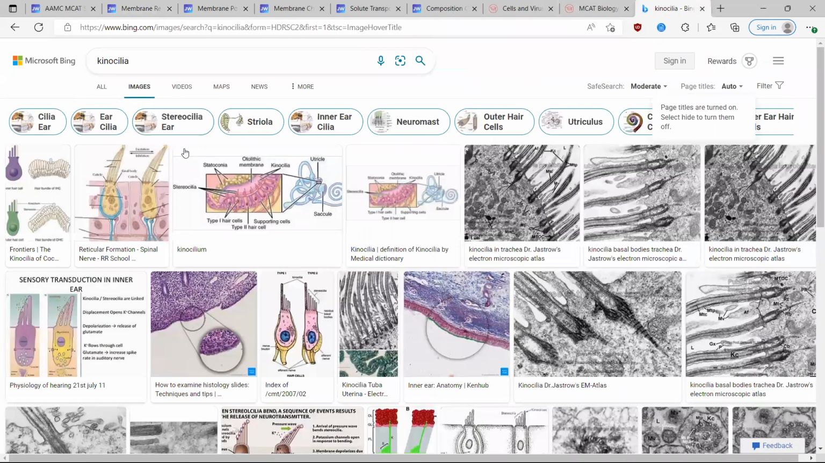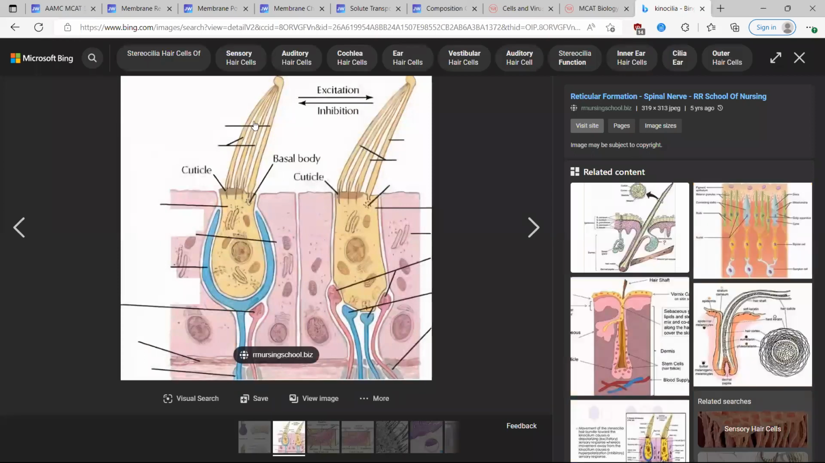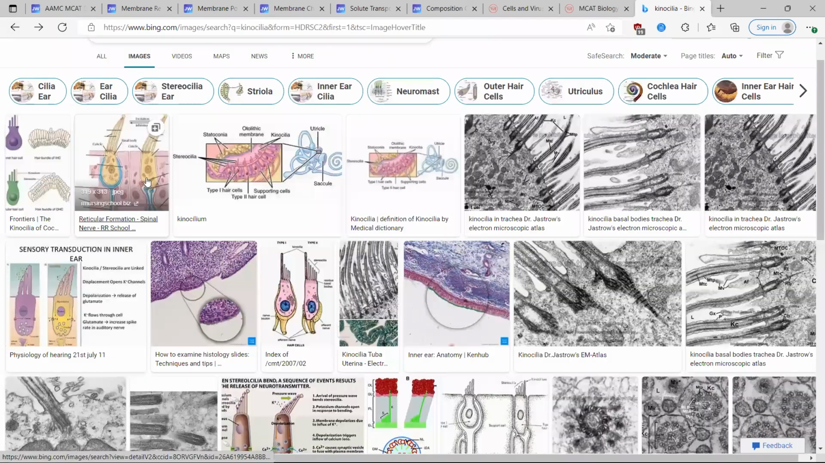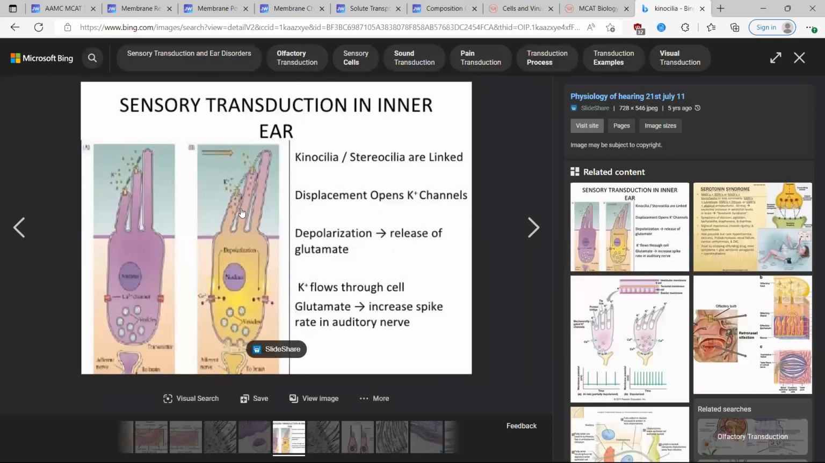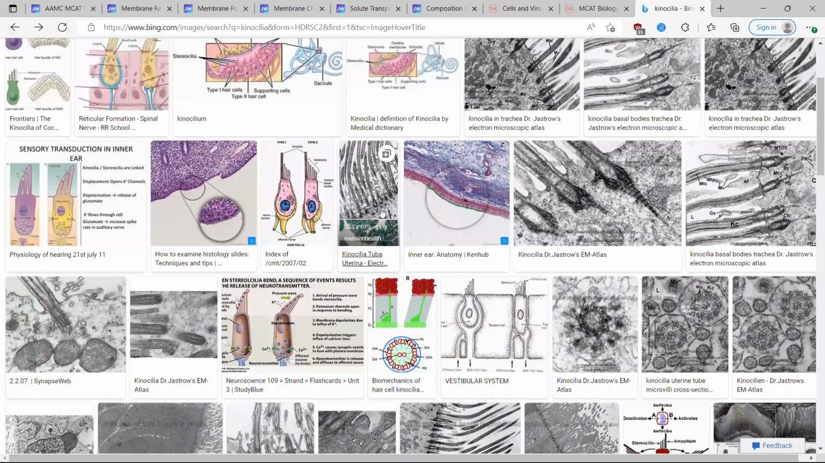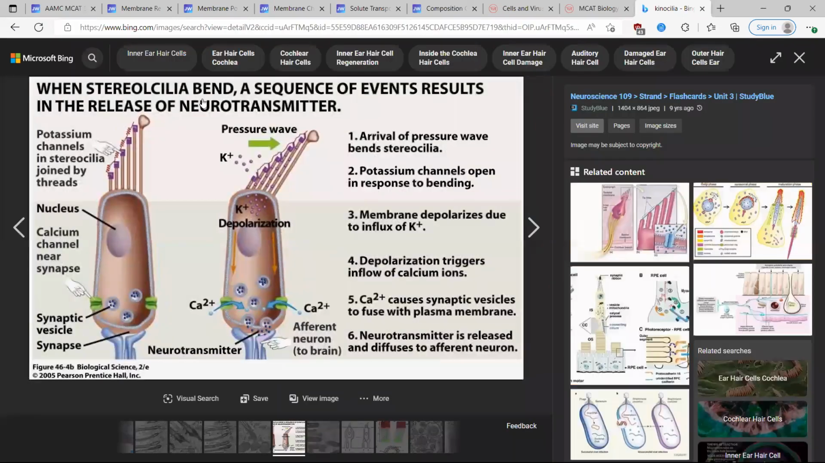Kinocilia. Yeah. So here you can see we have these little hairs on the inside of our ear, and when they get moved, it triggers some stuff. It triggers movements inside of proteins. But we'll get to that. Don't worry, we have anatomy to come. Oh, here's a good picture. When stereocilia bend, a sequence of events results in the release of neurotransmitter.